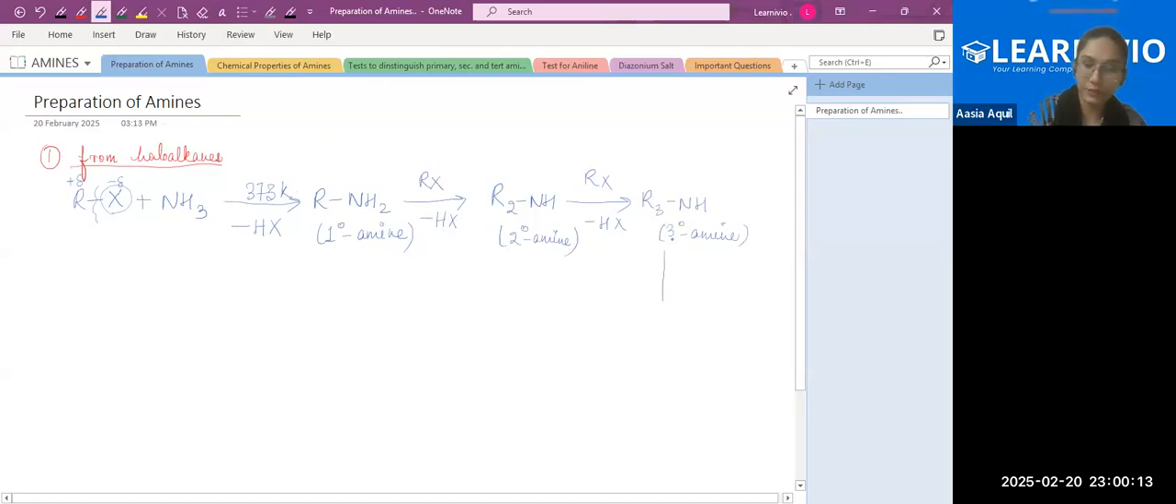Again, if you do the same procedure, just treat it with RX, what will happen? This bond will break, and again HX will be removed. And here you will get a quaternary salt, N plus and X minus. This is a quaternary salt, you can say quaternary amine.